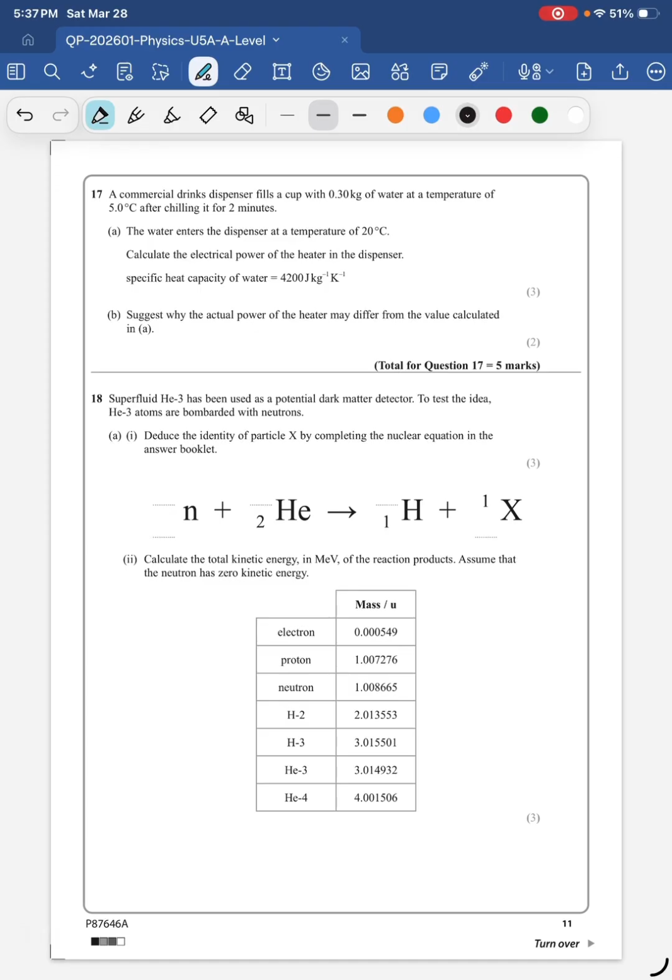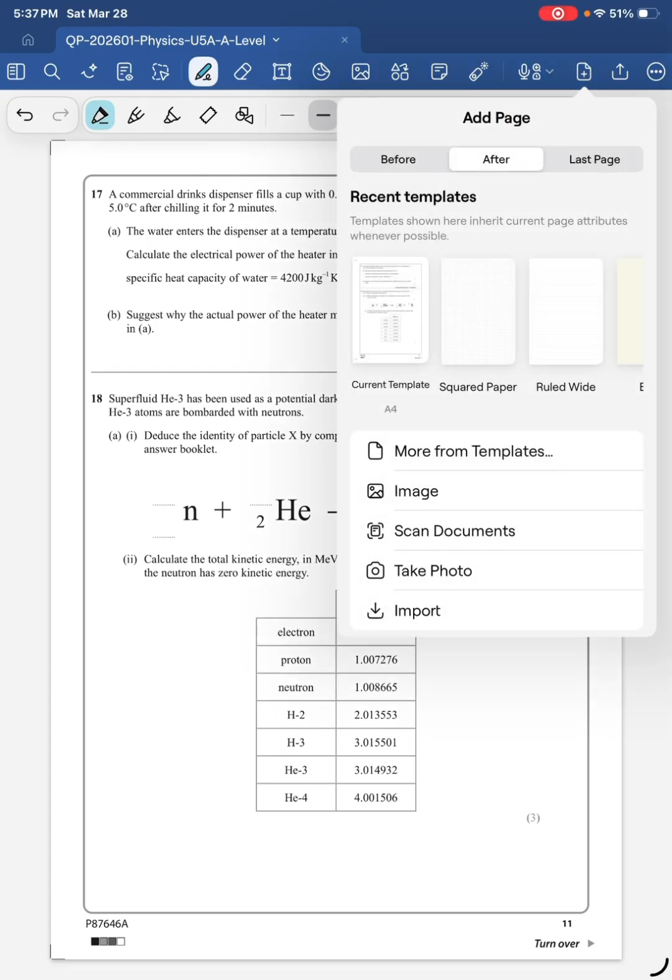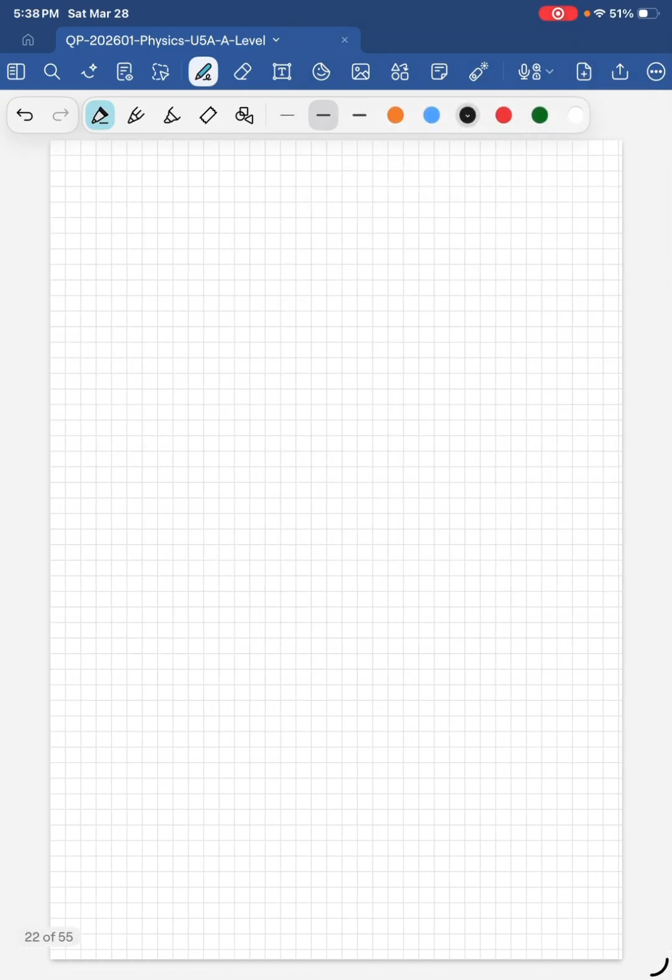Okay, question 17. A commercial drinks dispenser fills a cup with 0.3 kilograms of water at a temperature of 5 degrees Celsius after chilling it for 2 minutes. Question A. The water enters the dispenser at a temperature of 20 degrees Celsius. Calculate the electrical power of the heater in the dispenser, and they give you the specific heat capacity of water. So, this is 17, question A.